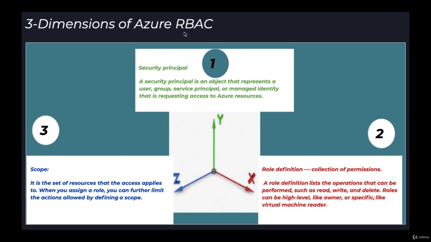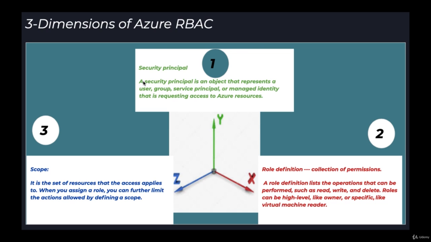This is a very important concept to which we should pay attention. The three dimensions are: the first is the security principal, then the role definition, and then the scope. So what is a security principal?